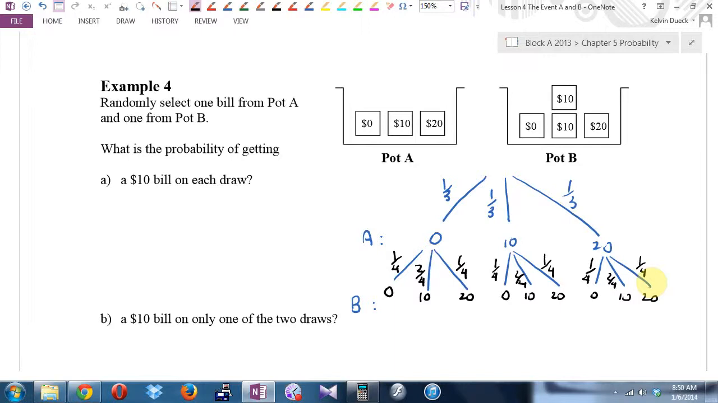I think it's this one right here. Isn't that a 10 on the first, a 10 on the second? Okay, so if I was going to write this in probability notation, it would look like this.